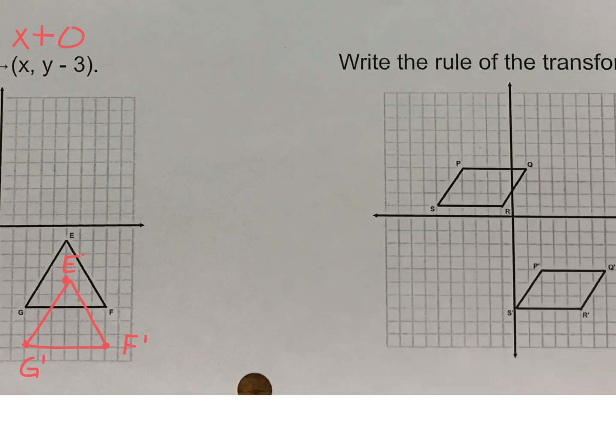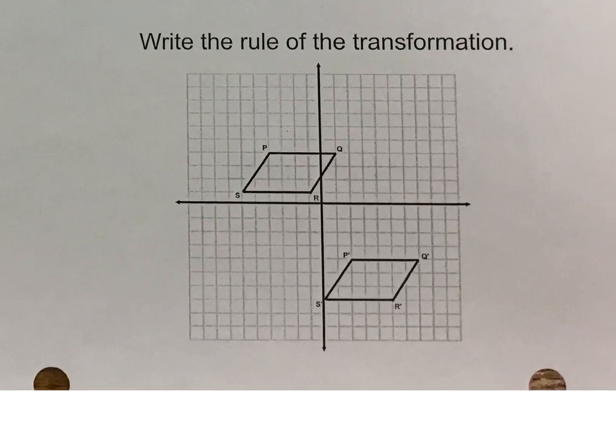Now we're going to learn to write the rule. Now, what's important is we're going to write the vector, okay? We start with our original, X Y. That's our original image. And then it moves. We have to come up with the rule. So when you write the rule, you have to make sure you write it as a vector, okay? First, we got to figure out what's our original image and what's the new one.